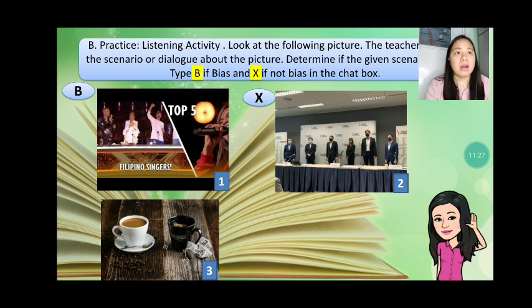Number 3, there is a choice between 2 drinks. Okay? A coffee and a tea. But then, you choose coffee all of the time. Kahit umaga, kahit gabi, you will just drink coffee. You are really a coffee drinker. Okay? Does the person choosing coffee over tea show bias or not? So, perfect. There is bias in there. Okay? Kasi may preference, may pinagpipilian.